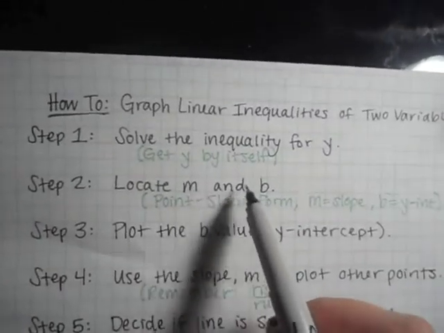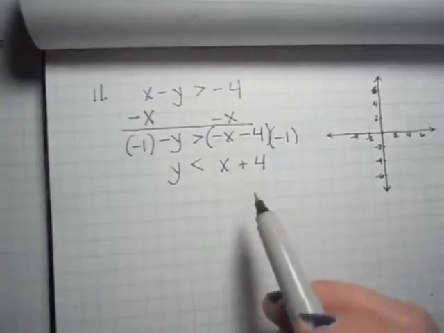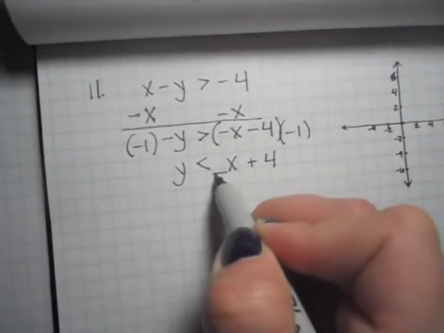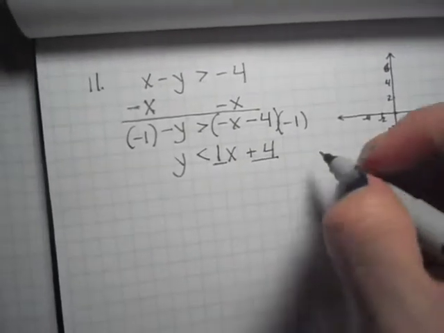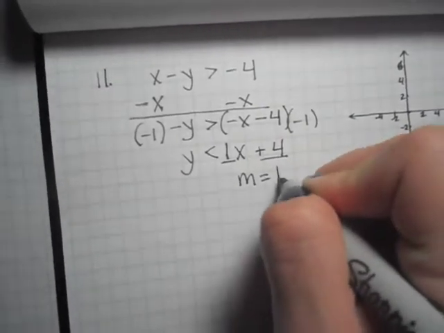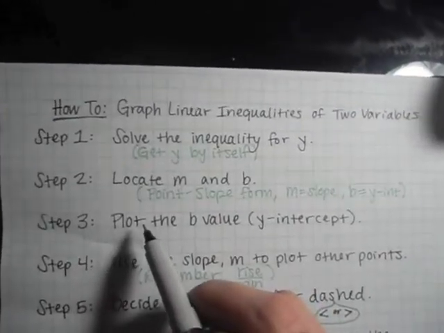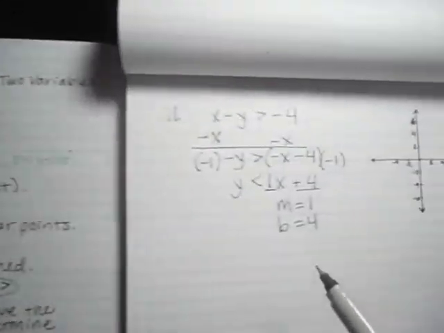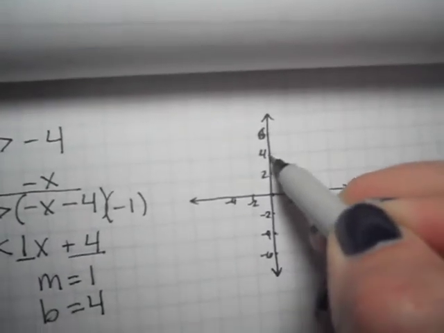Let's look at step 2. Locate m and b. m is slope, b is y-intercept. So we have our inequality in point-slope form. Our m is here, so that is a 1. And our b is here. m is 1. b is 4. Let's look at our next step. Step 3. Plot the b value, or the y-intercept. b value, 4. So we go to our graph, we see that 4 is here, and we put a point.